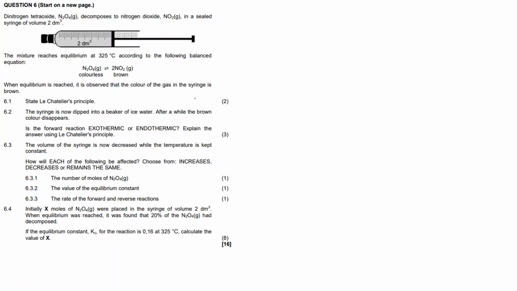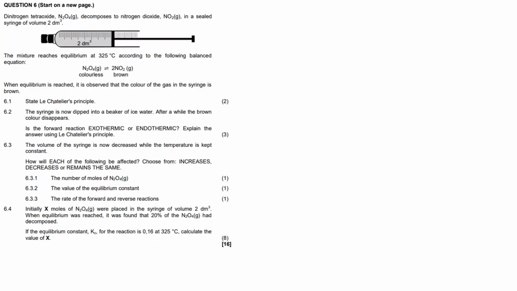Hi guys, today we're going to be looking at a question on chemical equilibrium. Dinitrogen tetroxide, N2O4, decomposes to nitrogen dioxide in a sealed syringe of volume 2 decimeters cubed. The mixture reaches equilibrium at 325 degrees Celsius, according to the following balanced equation. When the equilibrium is reached, it is observed that the color of the gas in the syringe is brown.